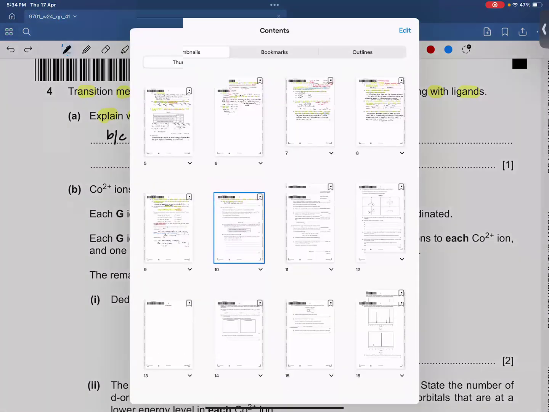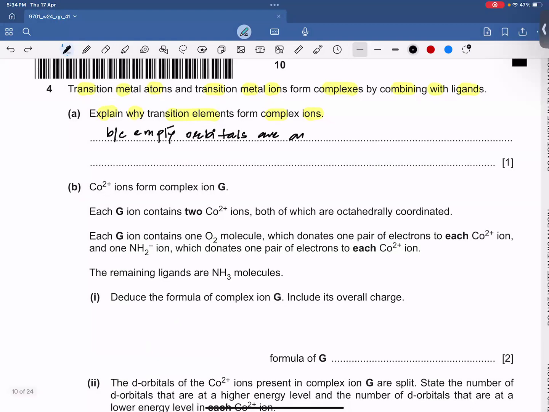Oh my God. And so ligands can donate their lone pair to such orbitals, to such empty orbitals.